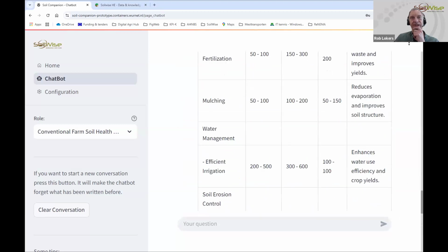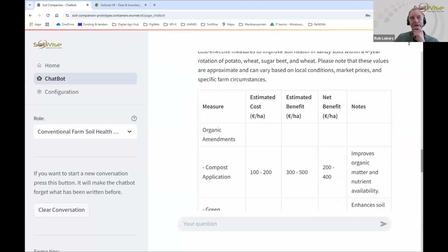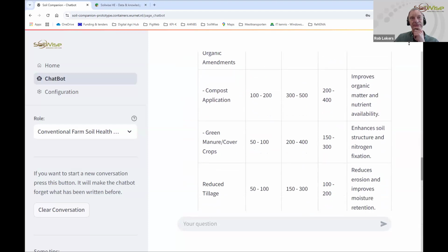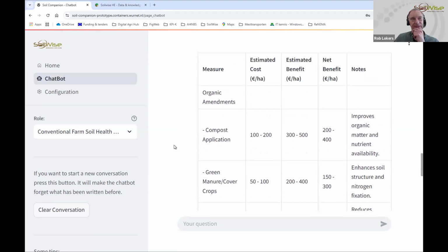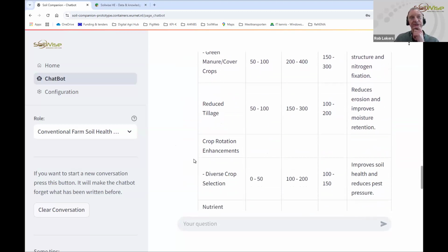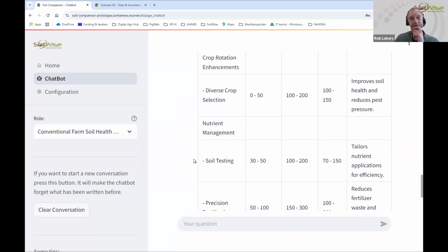Not sure why I didn't fill all the columns, but at least it found some answers. So it says that, for instance, compost application estimated costs are between 100 and 200 euros per hectare, and the estimated benefit would be 300 to 500 euros per hectare. And it does that for a couple of other measures.